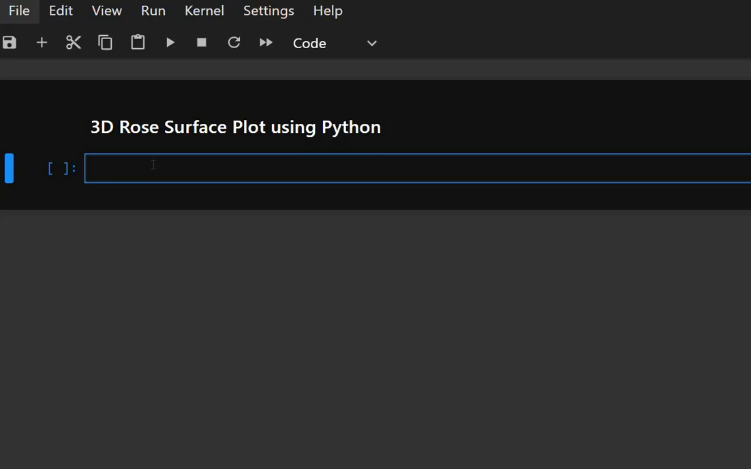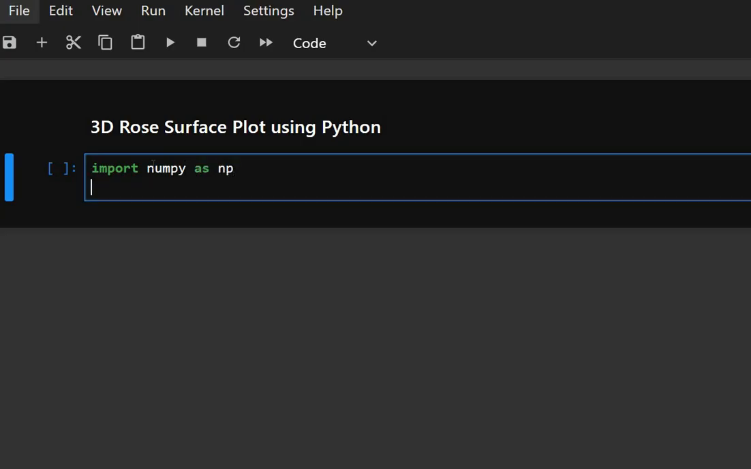In this video we are going to create a 3D rose surface plot using Python. So let us start this by importing the required libraries. NumPy is used for numerical calculations and creating coordinate grids, and matplotlib.pyplot is used for plotting the 3D surface.